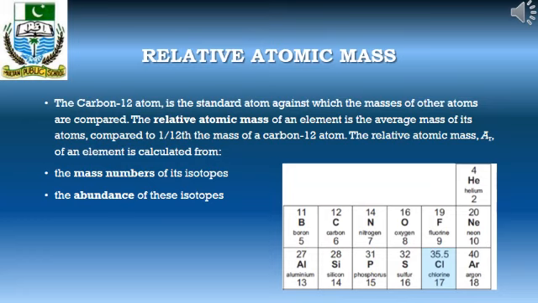The carbon-12 atom is the standard atom against which the masses of other atoms are compared. The relative atomic mass of an element is the average mass of its atom compared to 1/12 of the mass of a carbon-12 atom. The relative atomic mass or Ar of an element is calculated from the mass number of its isotopes and the abundance of these isotopes. So basically the relative atomic mass depends upon two things, the mass number of isotopes and the abundance of the isotopes.